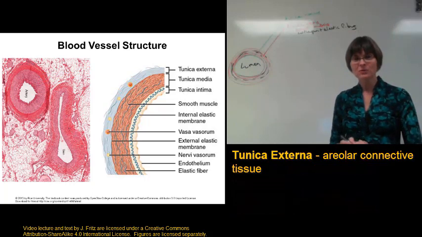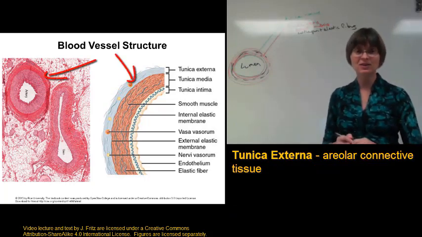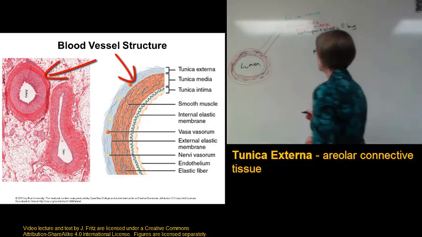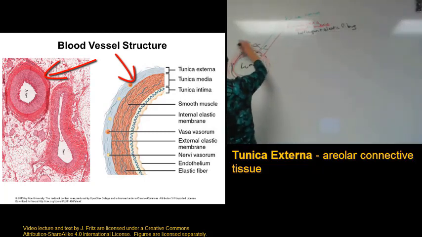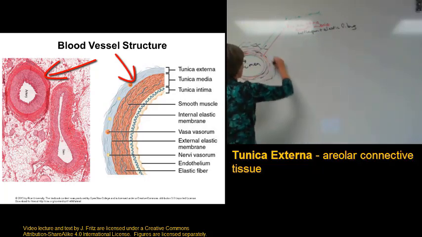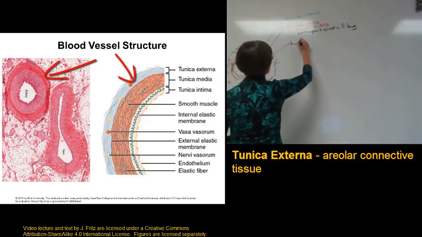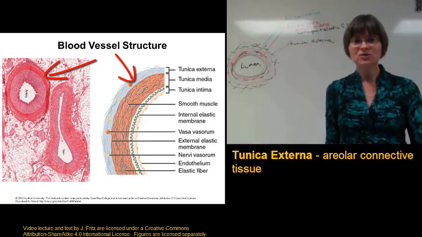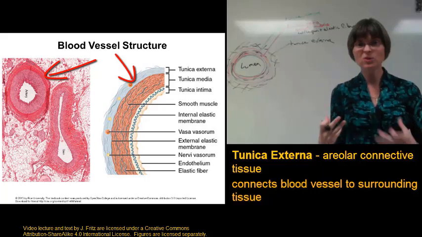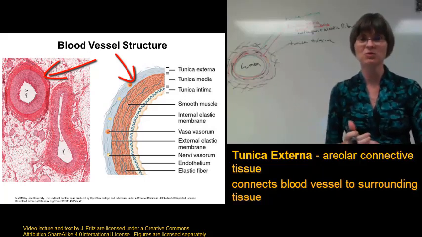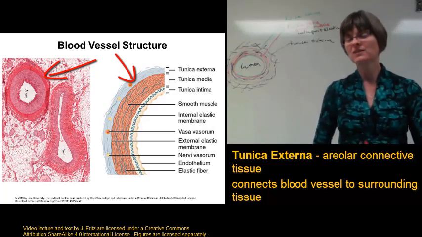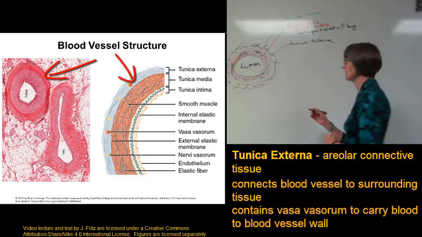The outermost layer of the blood vessel is called the tunica externa, and the tunica externa is a connective tissue layer. This connective tissue layer is what connects the blood vessel to the surrounding tissue so it doesn't slide or move all over in the body. And it also contains some blood vessels that are called the vasa vasorum.